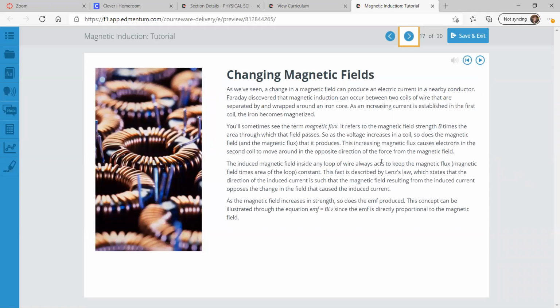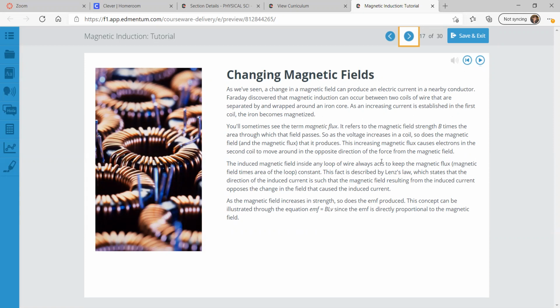Faraday discovered that magnetic induction can occur between two coils of wire that are separated by and wrapped around an iron core. As an increasing current is established in the first coil, the iron becomes magnetized. You'll sometimes see the term magnetic flux. Magnetic flux refers to the magnetic field strength B times the area through which that field passes. So as the voltage increases in a coil, so does the magnetic field and the magnetic flux that it produces.